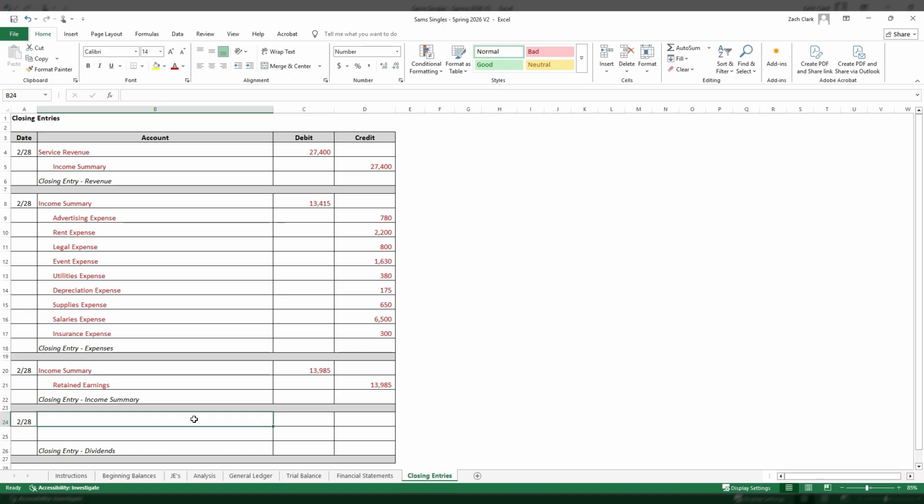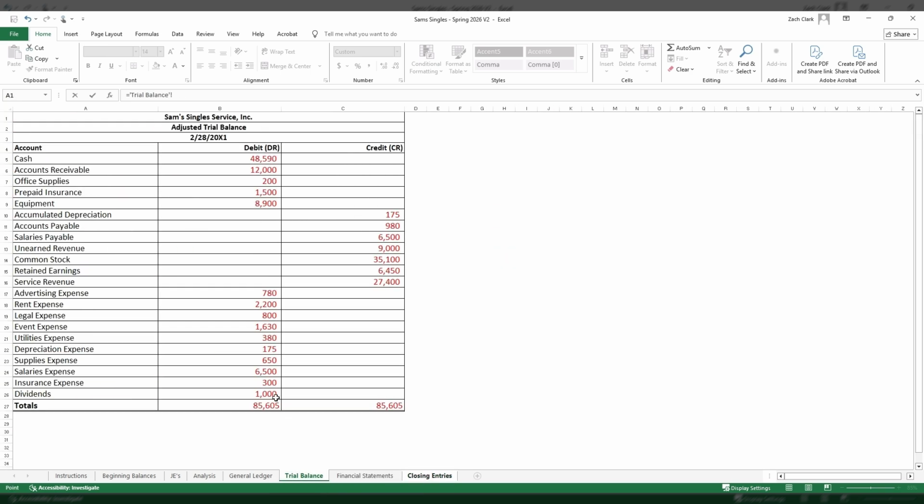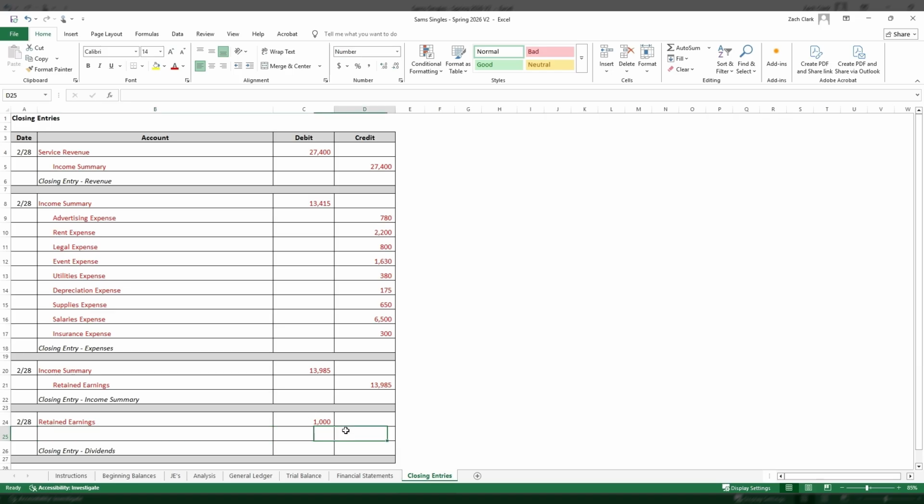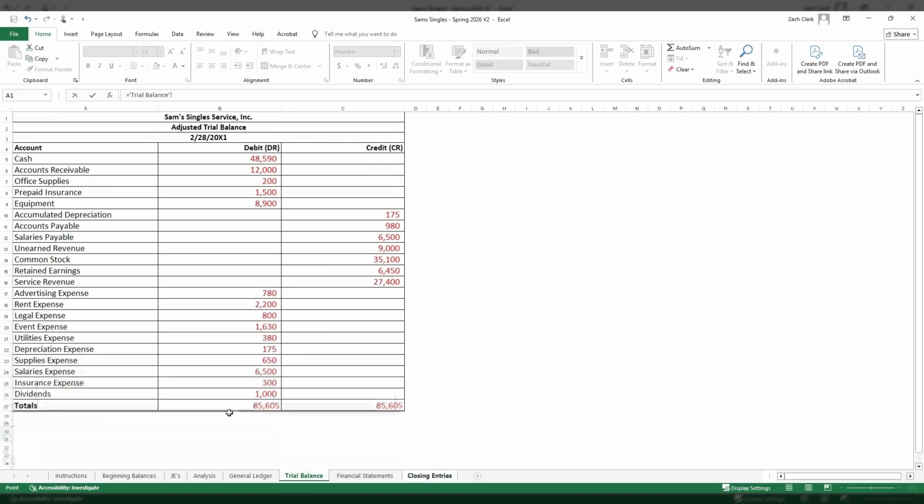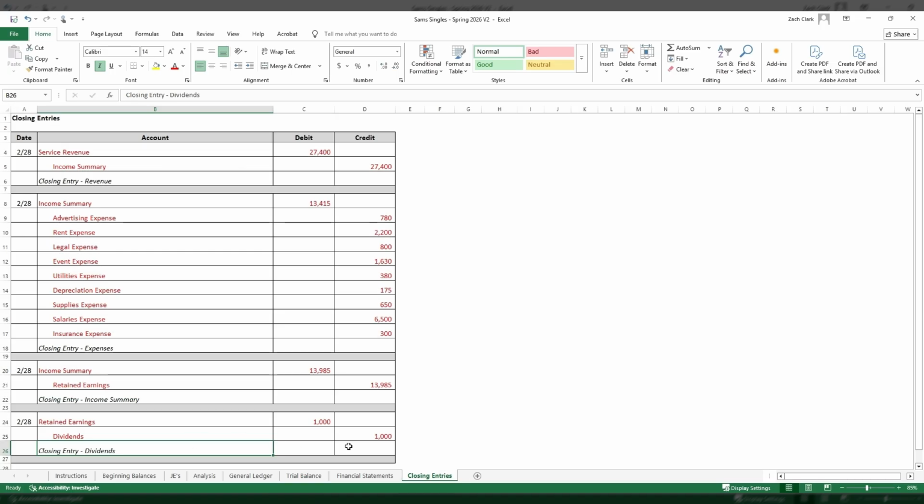And then finally, we have to close our dividends account. So for that final entry, we do retained earnings as a debit, which is going to decrease the amount there by 1,000. And we can just link that in with the dividends. So dividends closes to 0. The retained earnings is increased by 13,985. All the expense accounts go to 0. And the revenue accounts go to 0 as well.